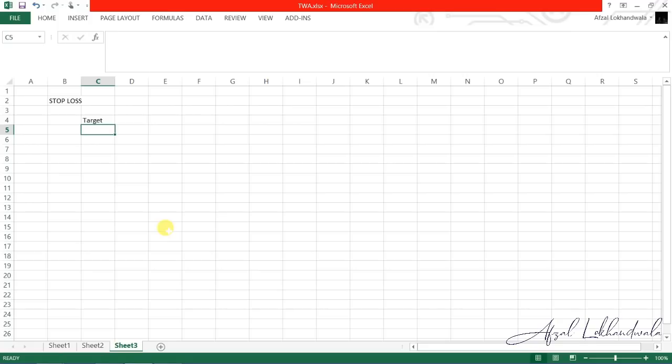Then after the market opens, I will wait for 3 minutes, that is at 9:18 a.m. I will place my stop loss order. So what I mean to say is that my target order will be placed before the market opens, and the stop loss order will be placed after 3 minutes, that is at 9:18 a.m.